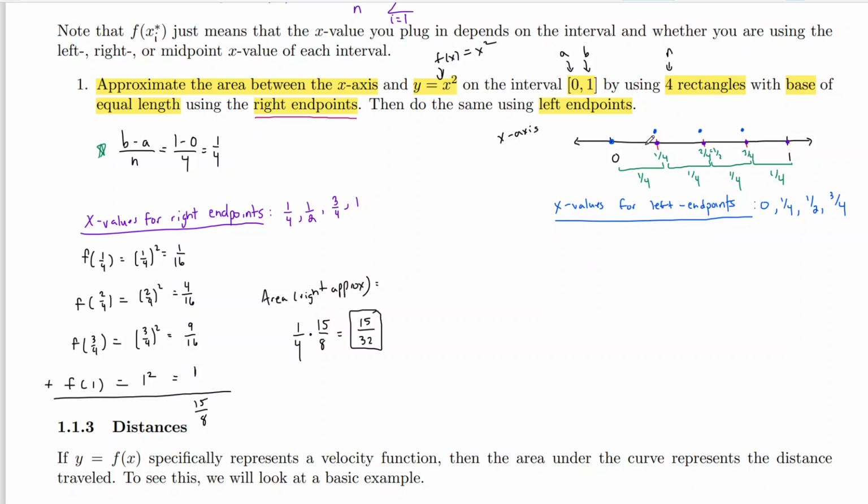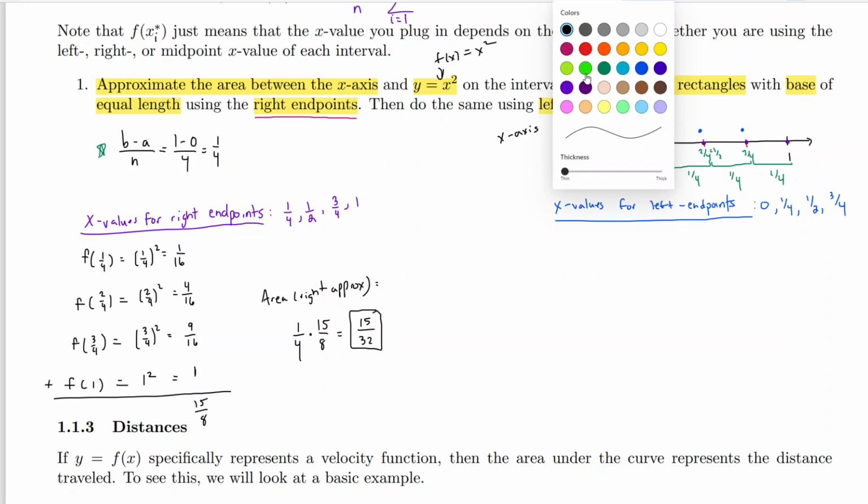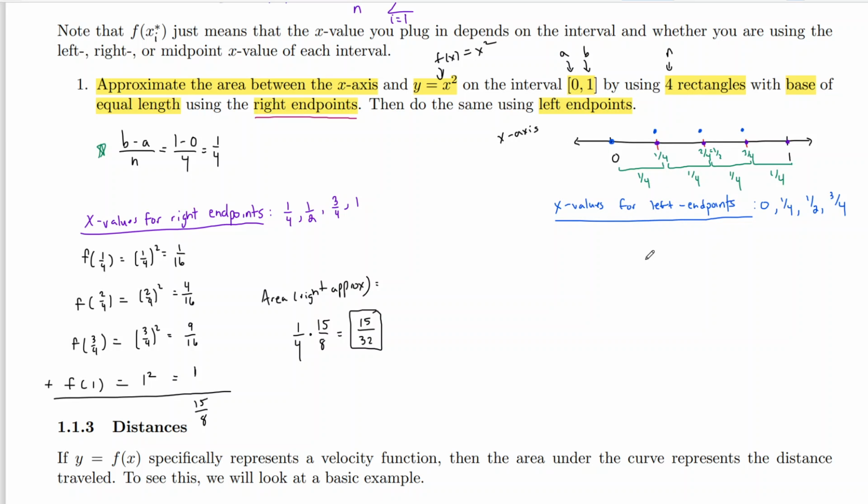And now we just go through and do the same thing for left. So this would be our right endpoint approximation. Now for our left endpoint approximation, we want to plug in the x values of 0, 1/4, 1/2, or 2/4, whichever one you want to think about, and 3/4. But the nice thing is that, like I said, these last three we've already done. So we know f of 1/4 is 1/16. We know f of 2/4 is 4/16. We know f of 3/4 is 9/16. And this becomes a lot more helpful when your function's a little messier. It's not just x squared. And then f of 0, well, our function is x squared, so this is 0 squared, which is 0.